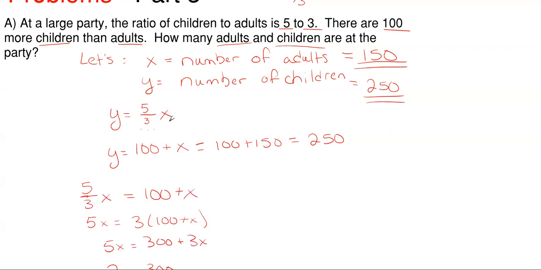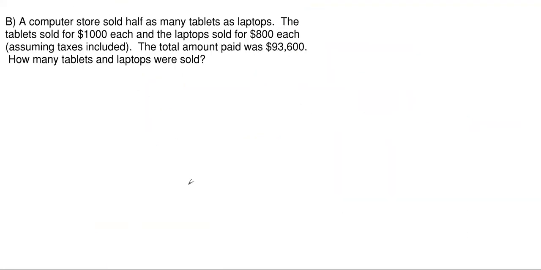And then let's check them with the last equation here, my y equation of 5/3. So does 5/3 times 150 equal 250? Well, yes, it does. So that checks out with my answers of 150 adults and 250 children. And that's how you would do the first part of this video. All right, so let's move on to our second one here.